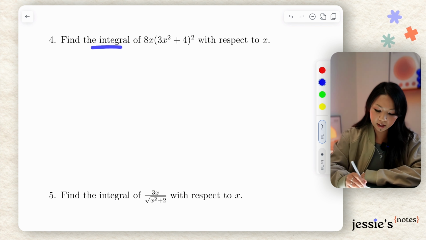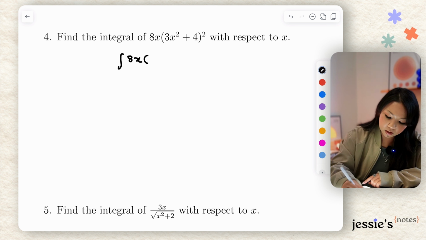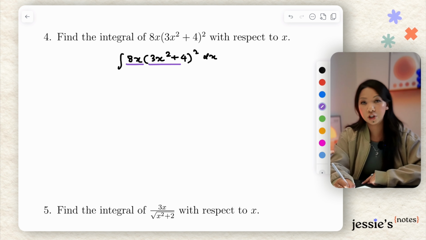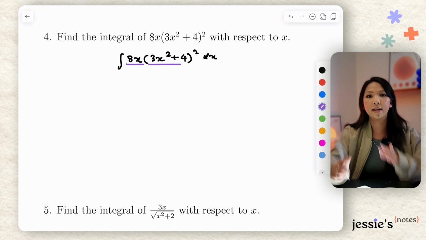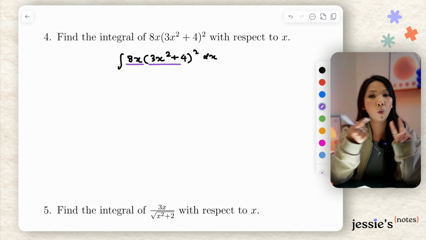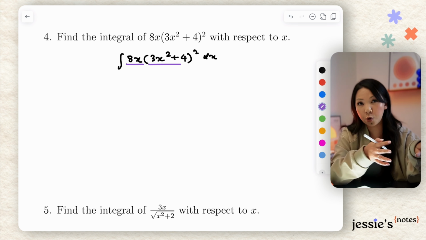It says, find the integral of 8x bracket 3x squared plus 4 all squared with respect to x. Okay, so you might notice, ooh, this looks interesting. I'm going to use product rule because we have two things times each other. And to that, I would say, wrong. There is no such thing as product rule or quotient rule in integration. We leave that in differentiating only.